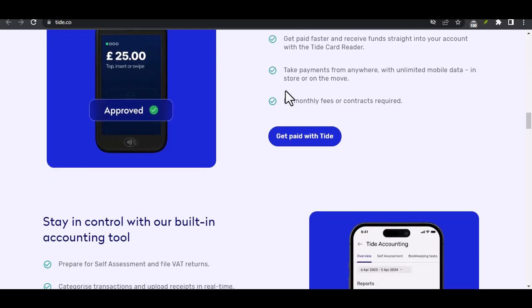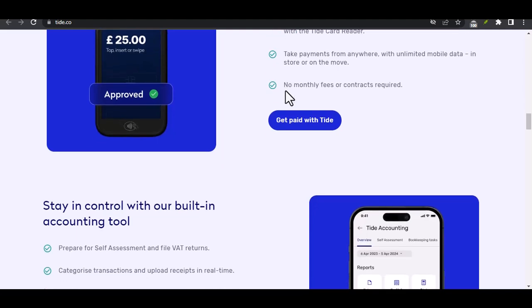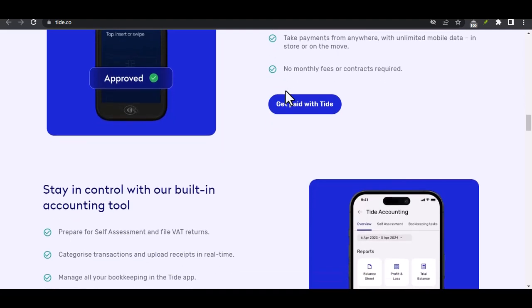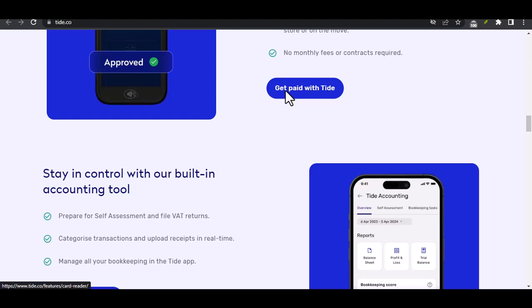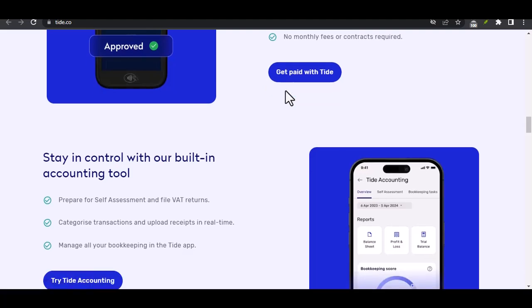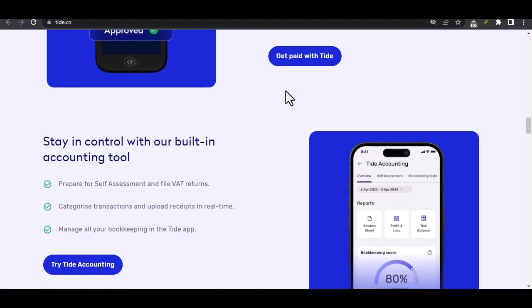CHAPS transfers, these are for the big guns, high-value transactions like property purchases. CHAPS payments are typically much faster, processed within the same business day, but come with higher fees.